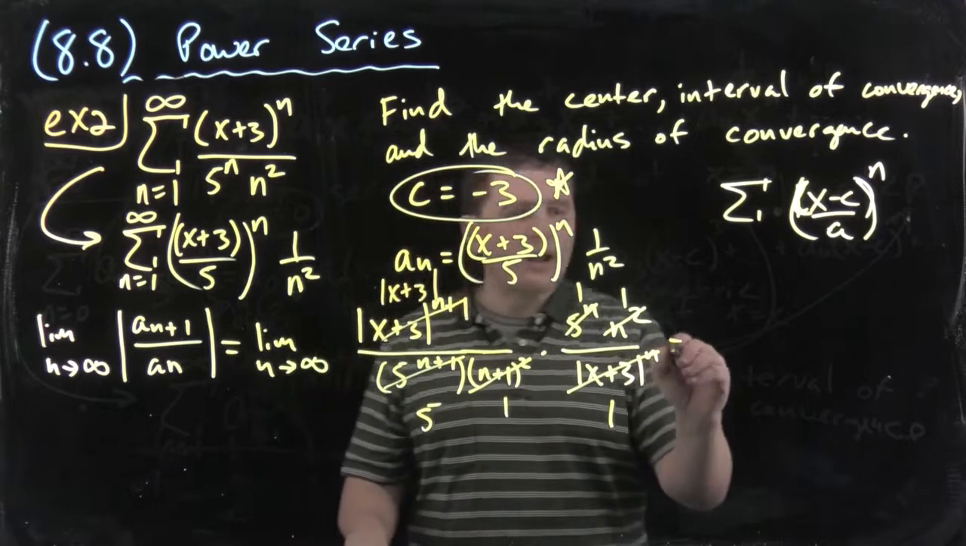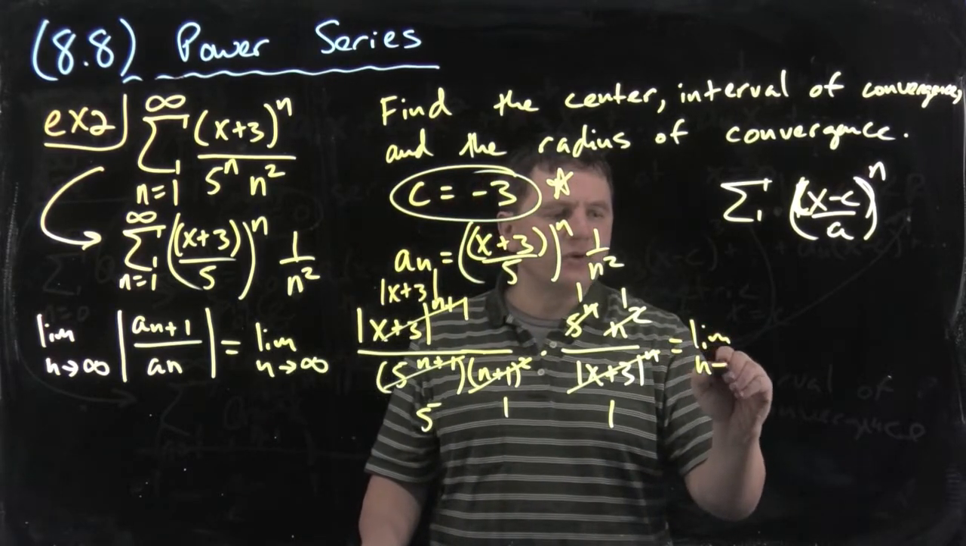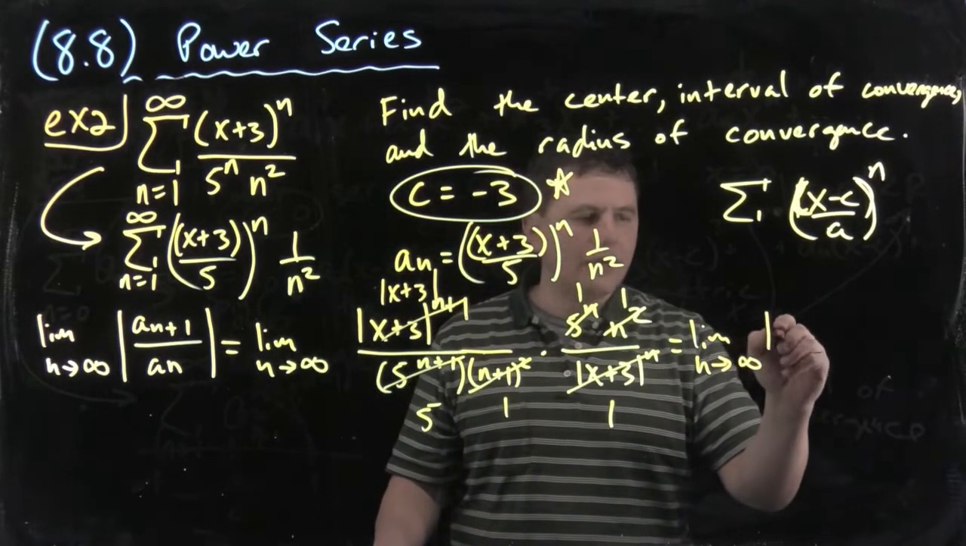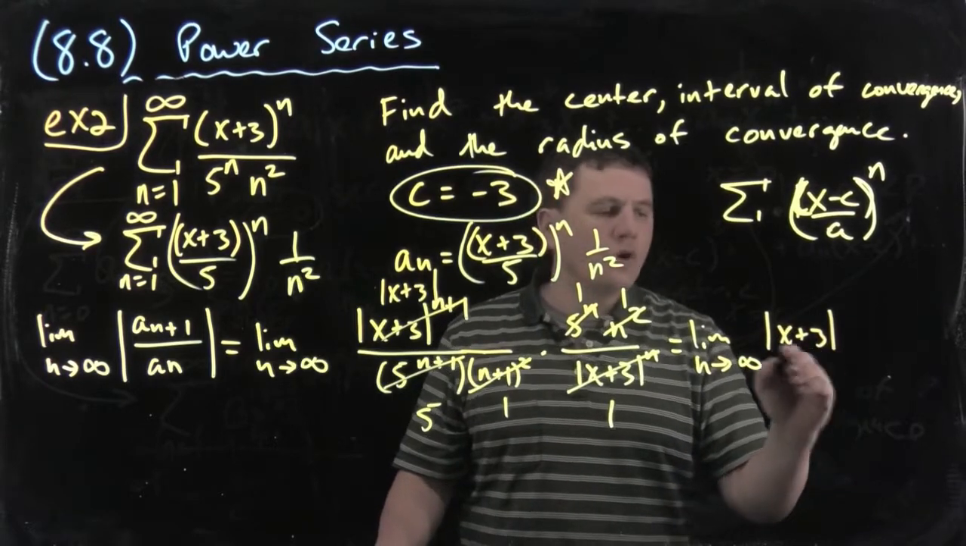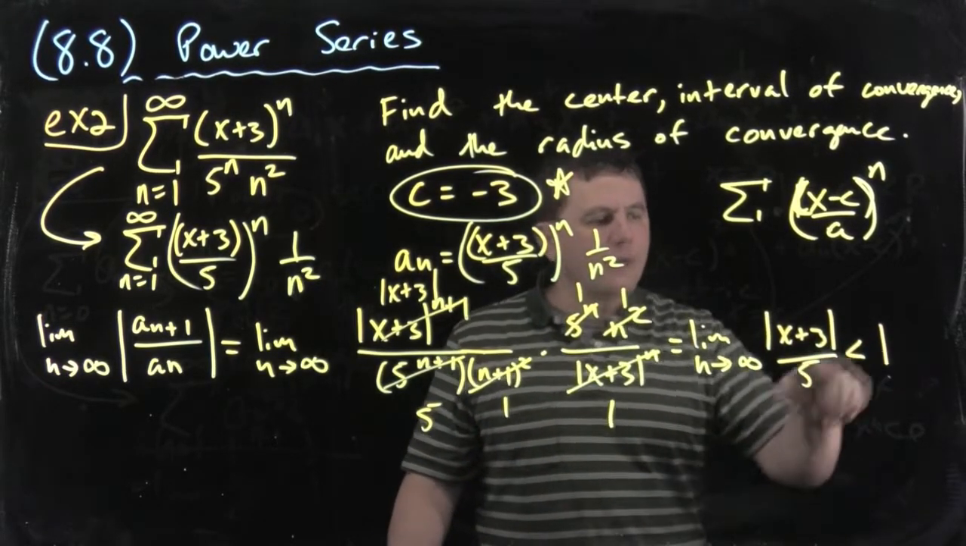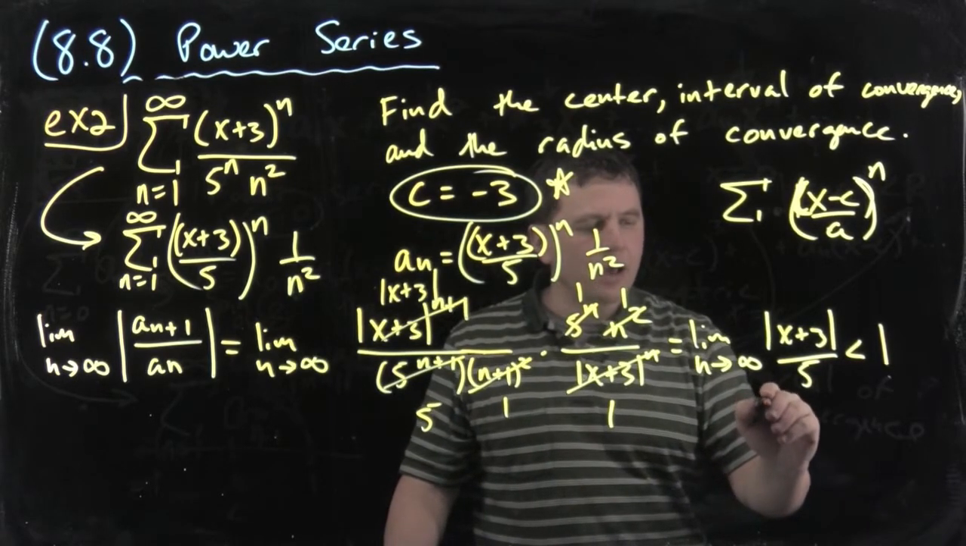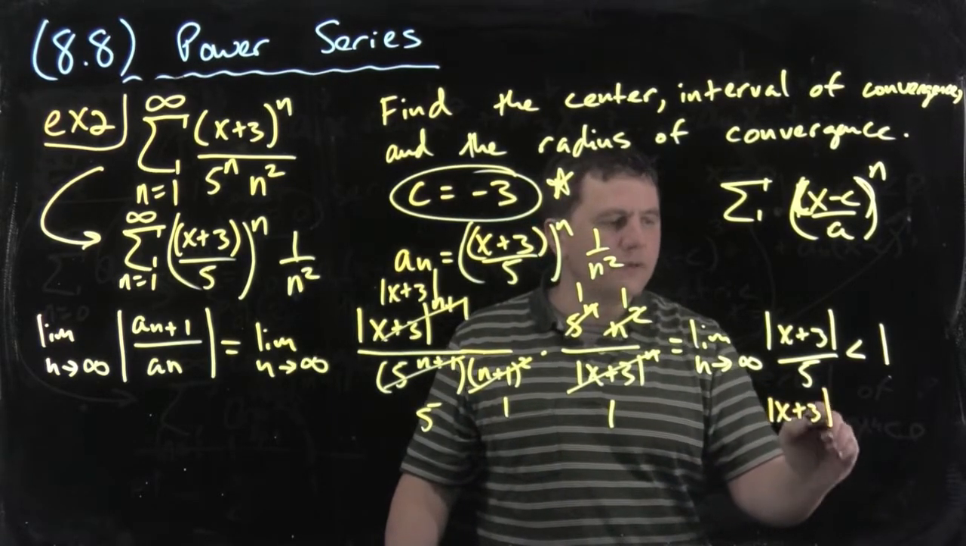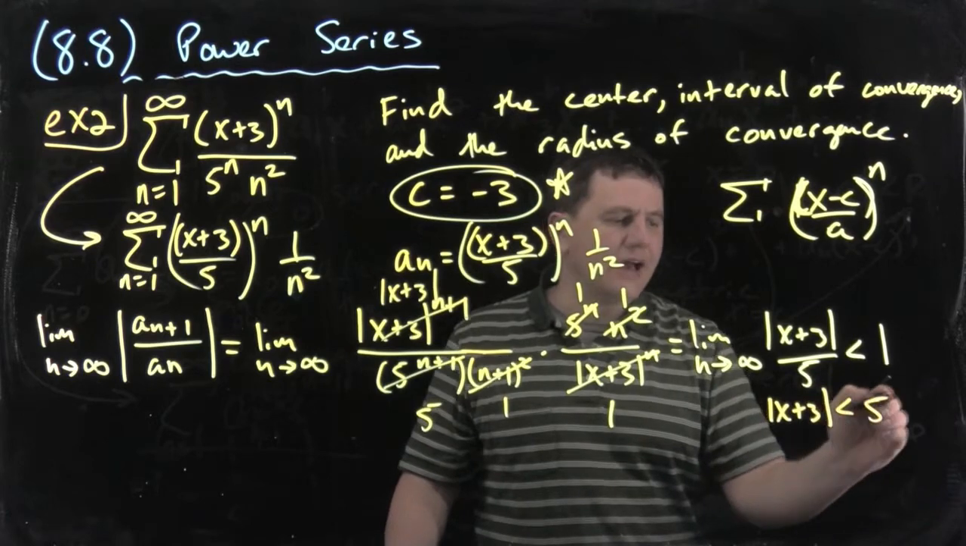Okay, so now what I get is the limit as n goes to infinity of the absolute value of x plus 3 over 5. That's less than 1. Okay, so I'm going to put that on the other side. I get the absolute value of x plus 3 has to be less than 5.